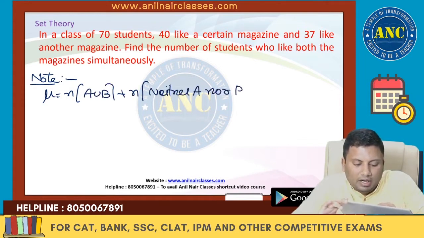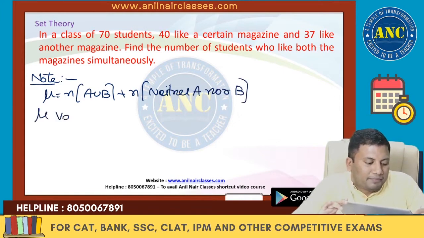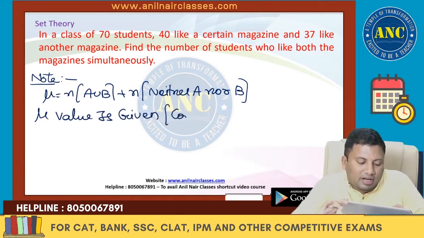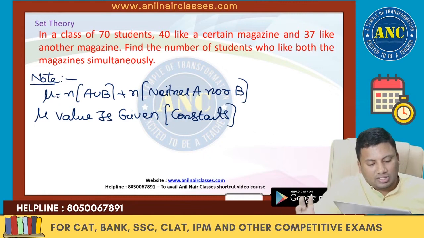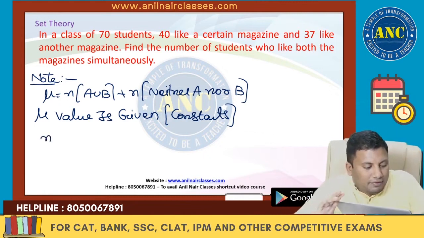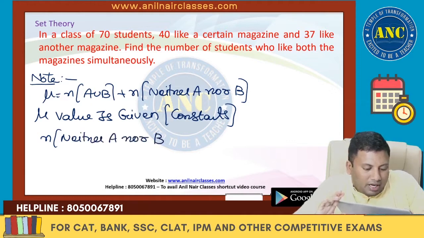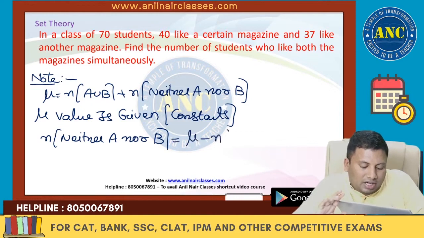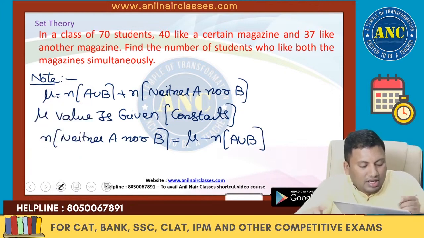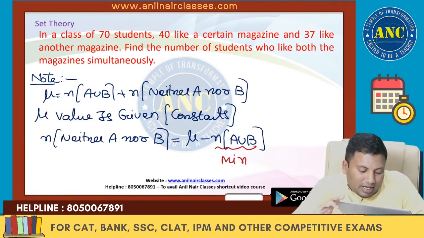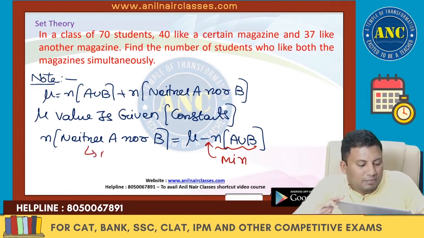If the mu value, some constant value, is given, such as the number of students in a class, the number of people watching a movie, the number of people in a park, or the number of lecturers in a college, then n of neither A nor B will become mu minus n of A union B. That means if this is minimum, because there is a minus sign, this will be maximum.